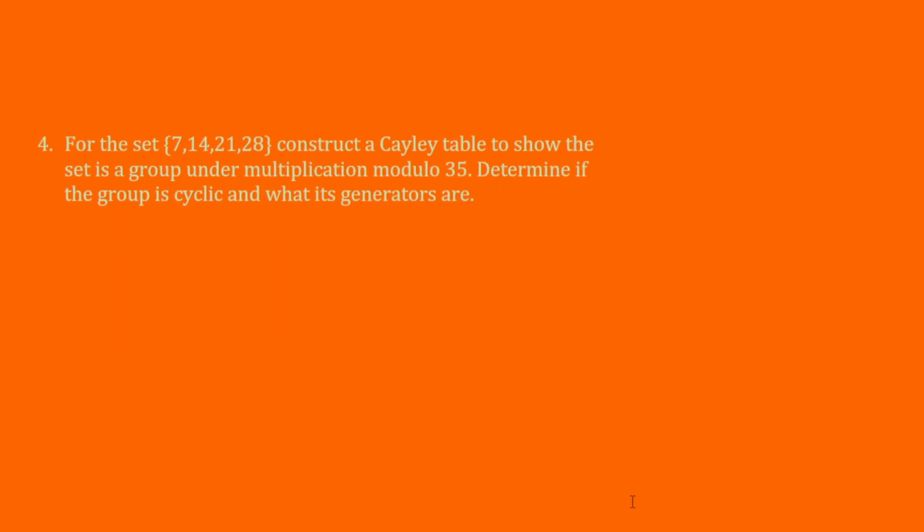So we have for the set 7, 14, 21, and 28, we need to construct a Cayley table to show the set is a group under multiplication modulo 35, and we need to determine if the group is cyclic and what its generators are. So the solution, let's construct the Cayley table first. And our operation is going to be multiplication modulo 35.